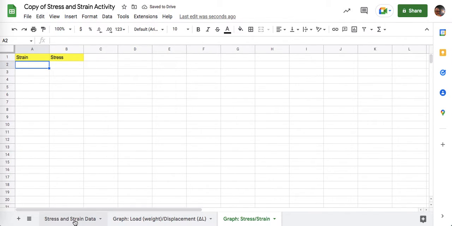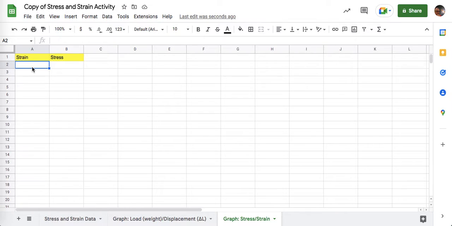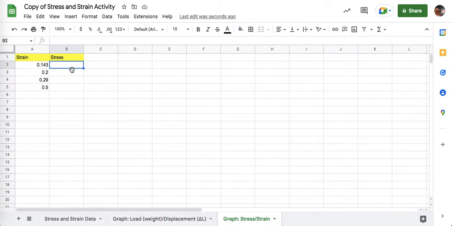Now let's go back to our data we collected, and it doesn't matter. We want stress and strain. So I'm going to just, strain is right here. I'm going to copy it, go back to the tab. This is strain. This is strain, so I'm going to put it here. I'm going to go get the stress data. The stress data is right here. I'm going to copy that, and I'm going to put it here. Same thing.